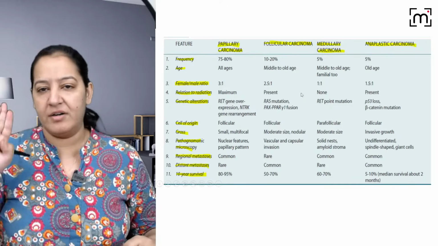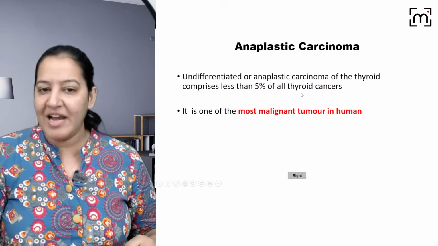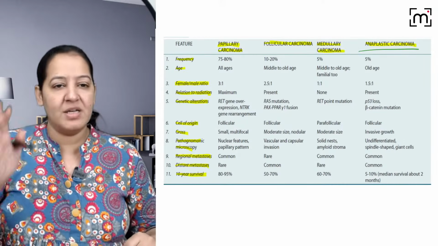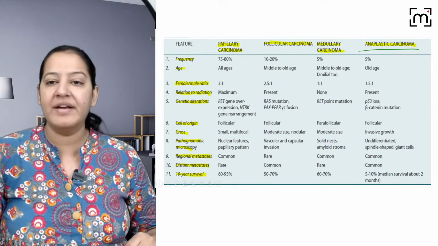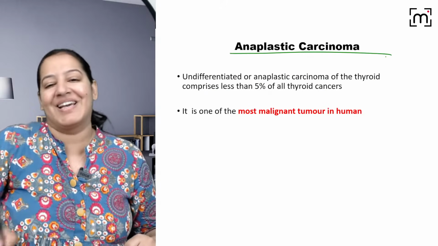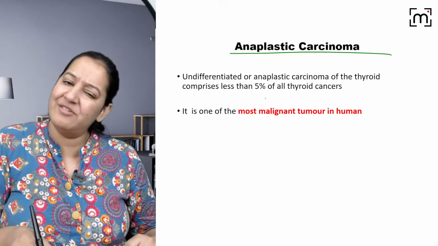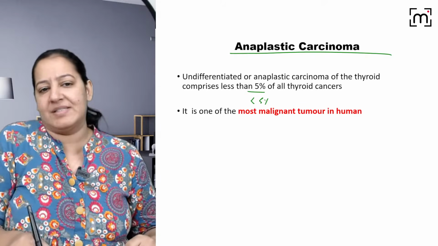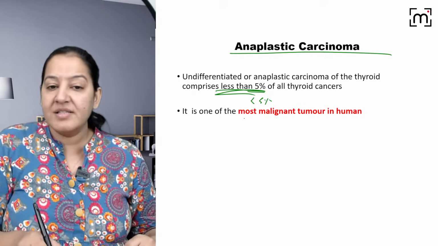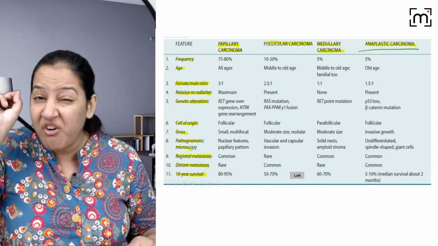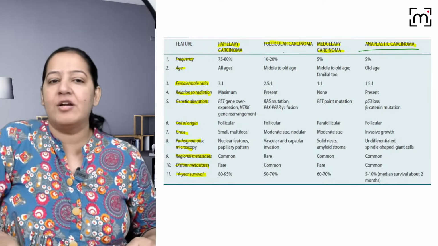So we are done with the third type, the medullary carcinoma. Let me finish the last one, the anaplastic, then we will do the comparison of all four. The last one is the anaplastic carcinoma. It's very rare, less than 5%. It is the most malignant of all four, with the worst prognosis.